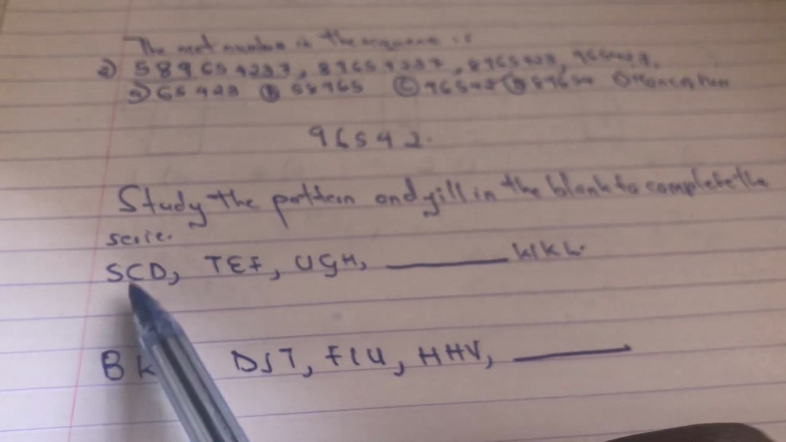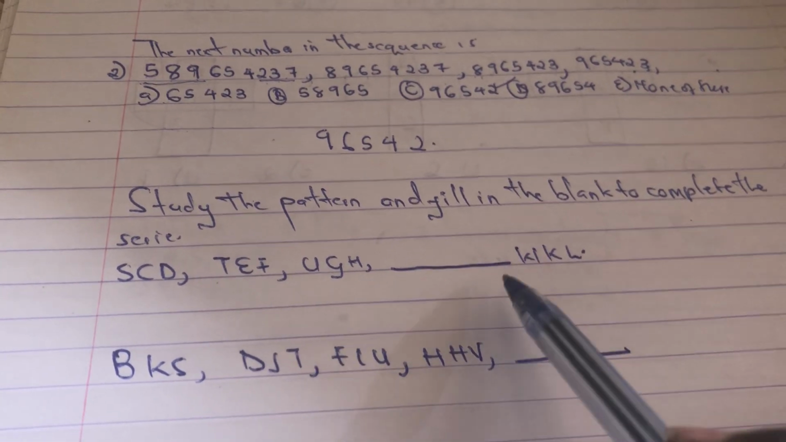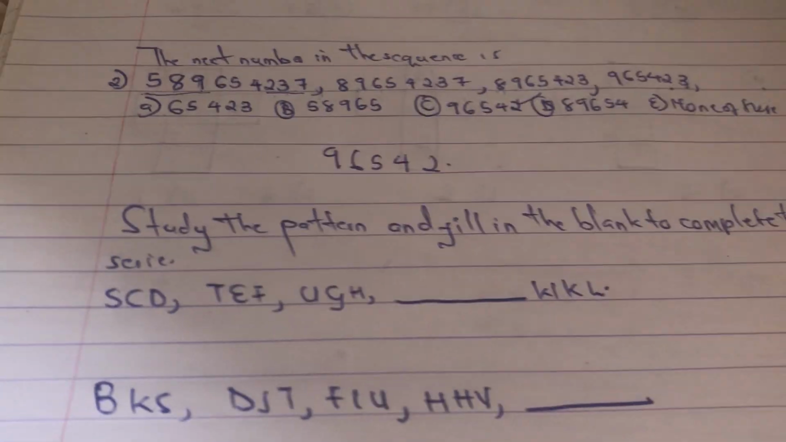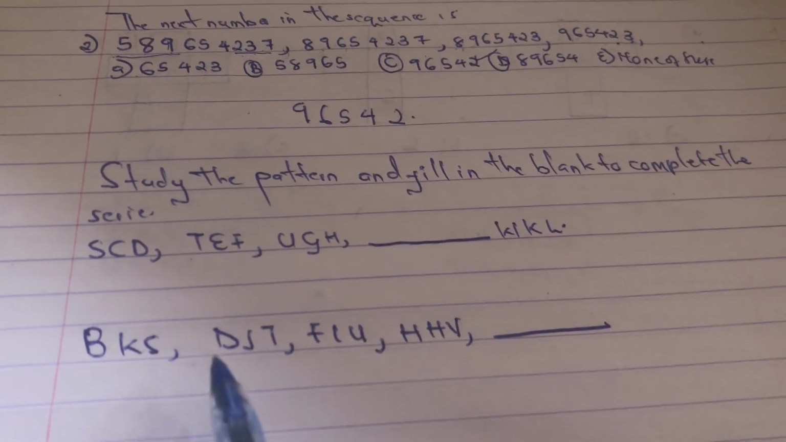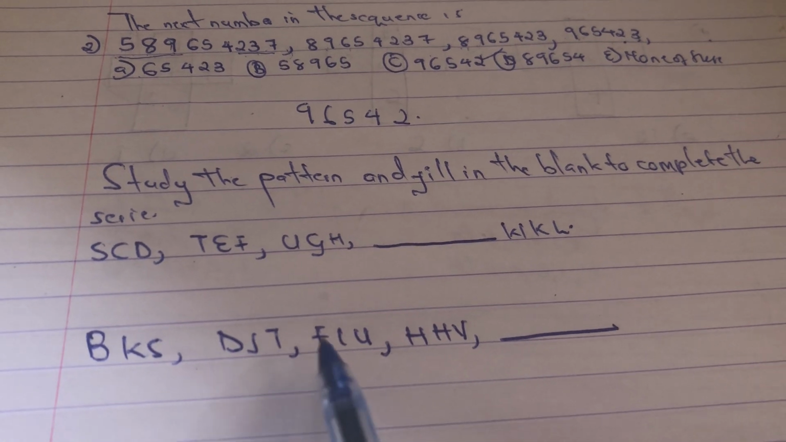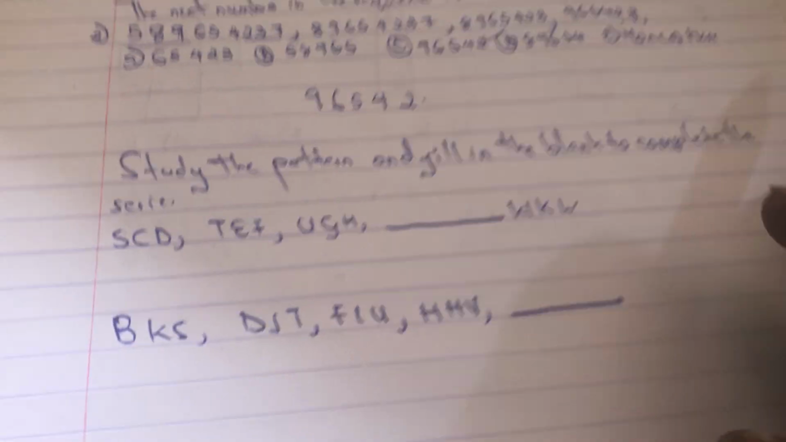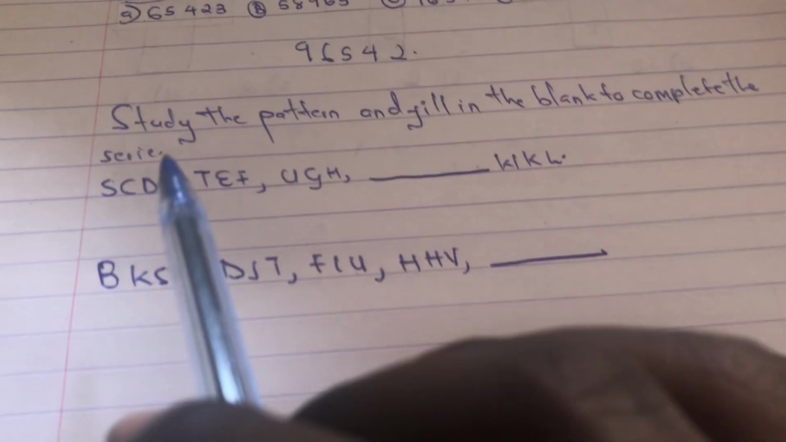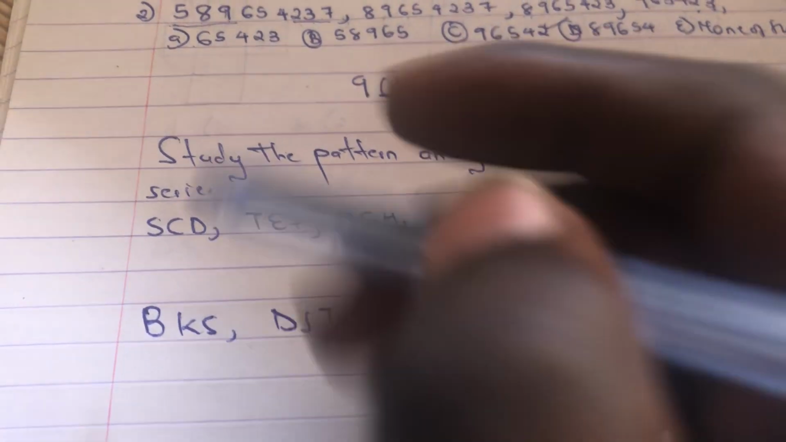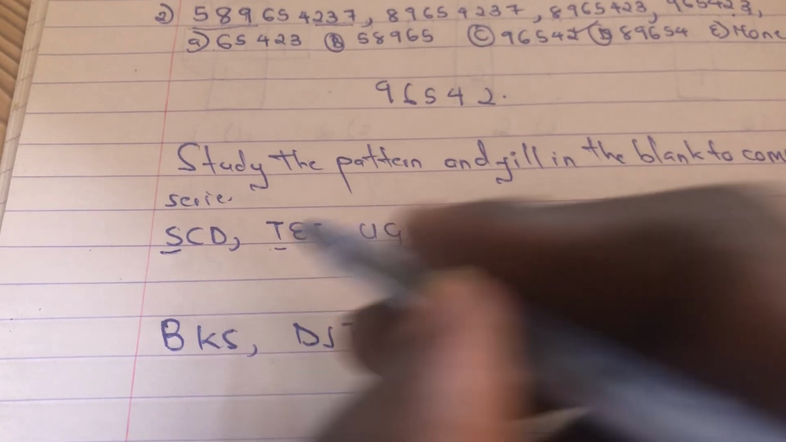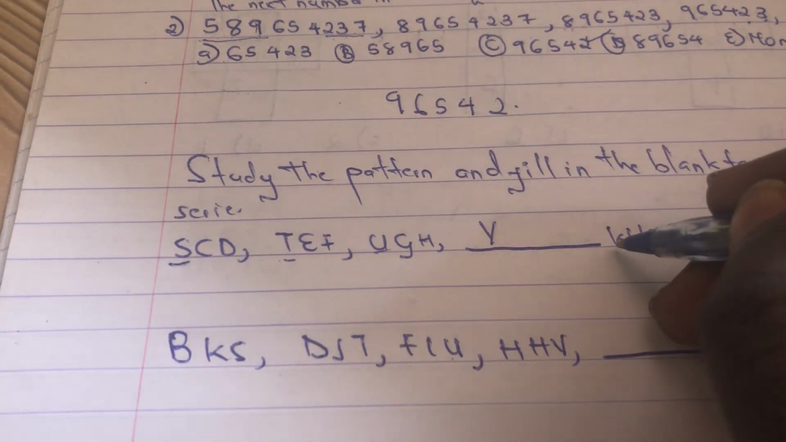Here we are having S, C, D, T, E, F, U, G, H, dash, W, K, L. Are we together? And here we're having B, K, S, D, D, J, T, F, I, U, H, H, V. So let's start with the first one. Look at the alphabet, A, B, C, D, E, F, G, H, I, J, K, L, M, N, O, P, Q, R. When you look at the first one, S, T, U, that means the next one will be V, W.